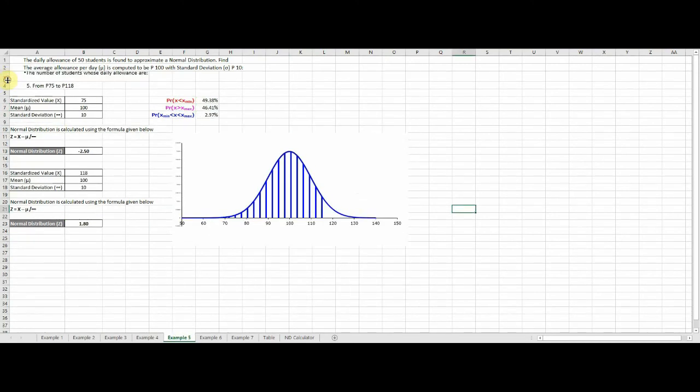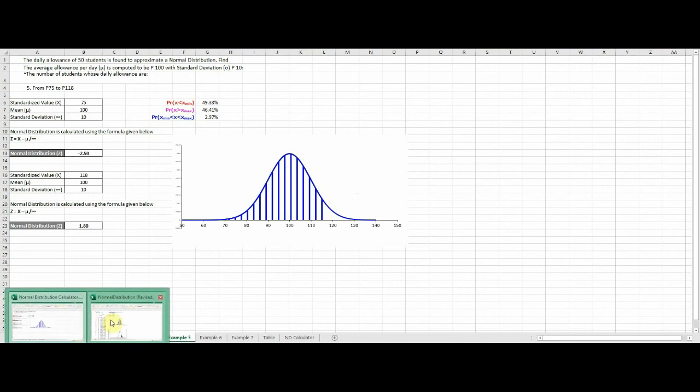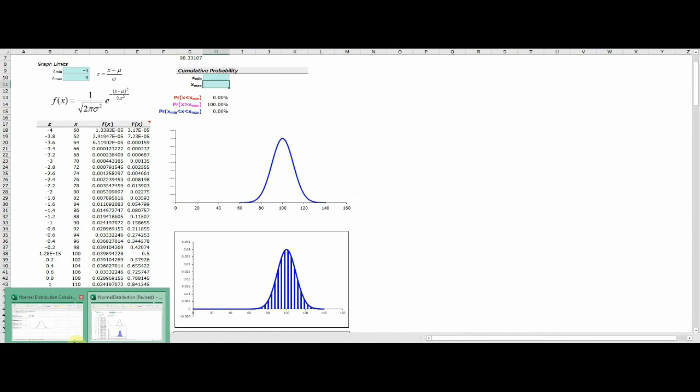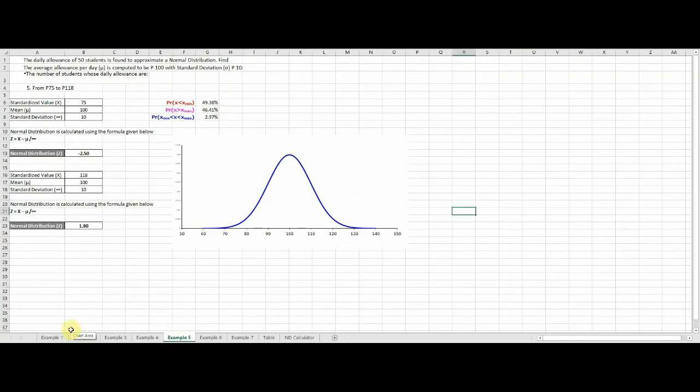For example, number 5, let's move this first to solve for the next one. Since we're talking here of the allowance from 75 to 118, I already encoded this. So what are you going to do? Place all the values in our table. The z-score of 75 is negative 2.5, and the z-score of 118 is 1.8. So this becomes now the actual probability or area.